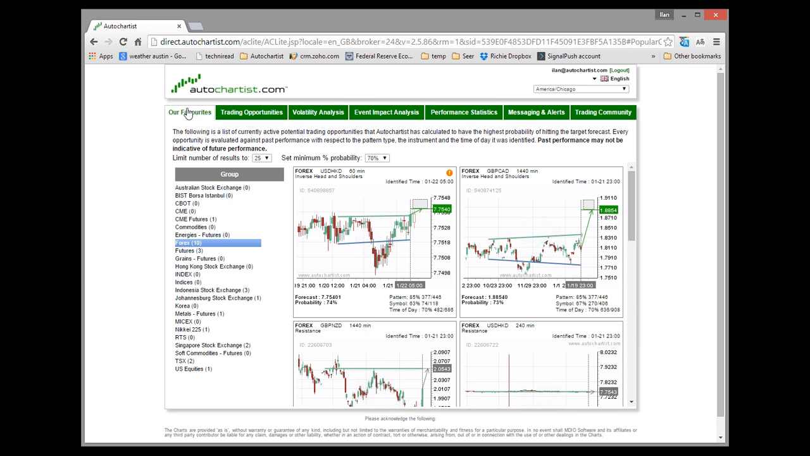and we provide a section called Our Favorites. Our Favorites is really the opportunities that are available in the market right now that have a high probability of hitting the forecast level based on past performance. Now, this is a disclaimer. Past performance might not be indicative of future performance, right?